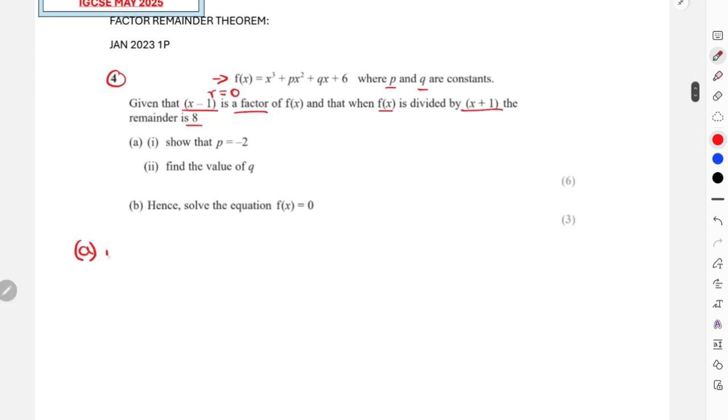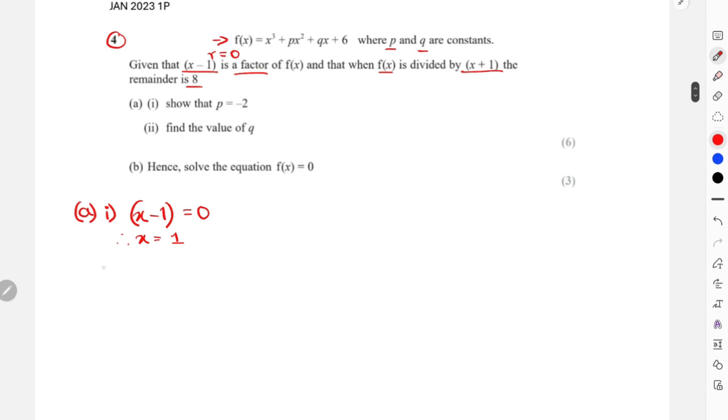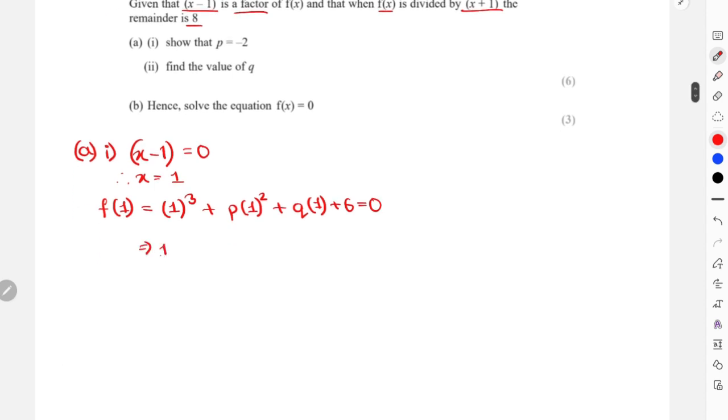So in that case, for part A1, you can do this process. x minus 1 equals 0, so x would be 1 over here. If the value for x is 1, then f(1) would be 1^3 plus p(1)^2 plus q(1) plus 6. This equals 0 because the remainder was 0 over here. Always for a factor, the remainder is 0. So this becomes 1 plus p plus q plus 6 equals 0. So eventually you get your equation as p plus q. This is 7, so this will be -7 on the right hand side.